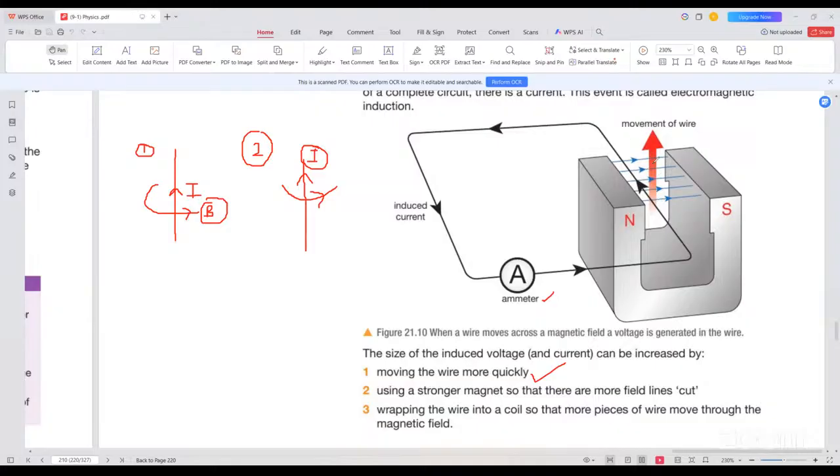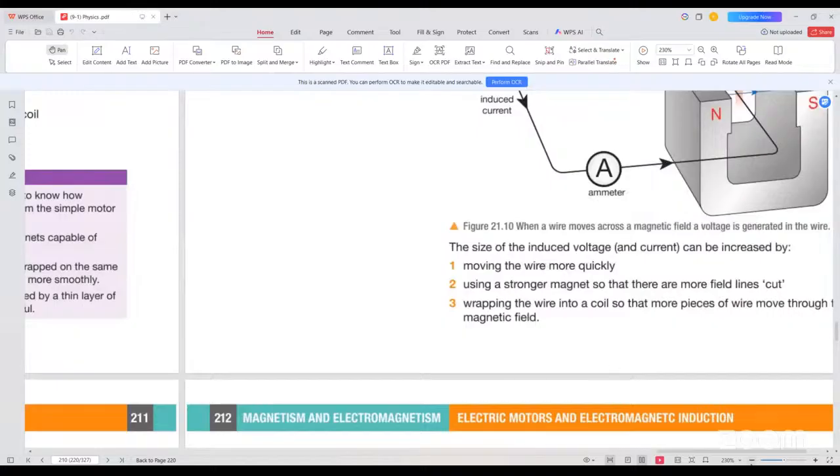The main thing is that we need to cut these magnetic field lines. We cannot have these continuous magnetic fields. We need to cut these magnetic field lines, which means we need to move the wire more quickly. And by using a strong magnet, which means a stronger magnetic field. And instead of using a single wire, we can use a wire which is wrapped, like a coil. So this is the theory behind it.